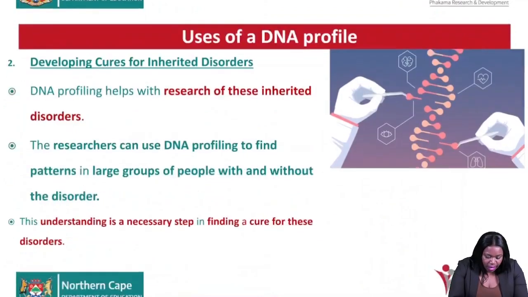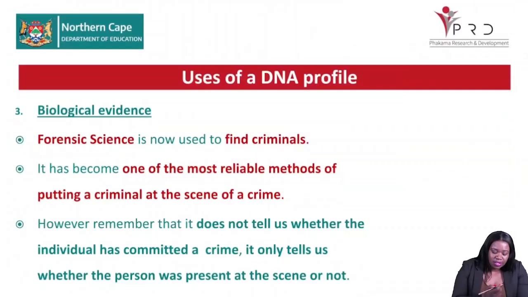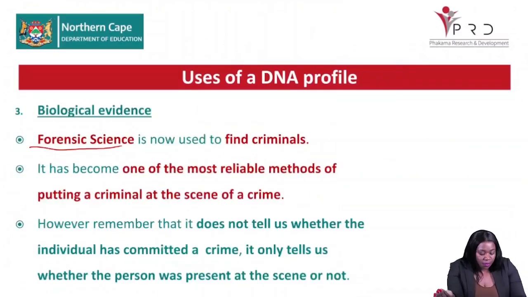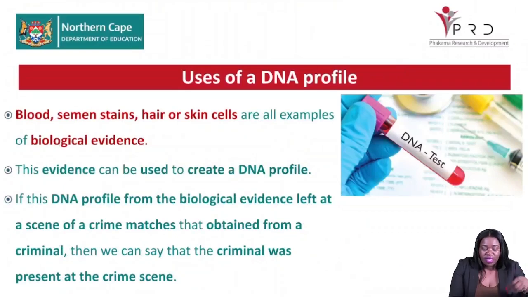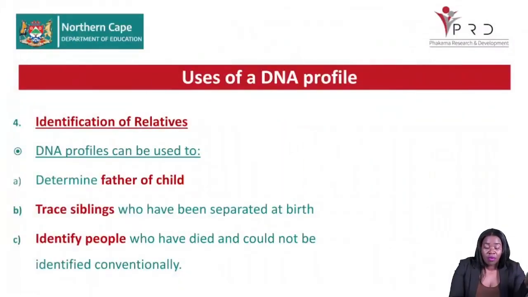Right. And with the biological evidence, like I said, it can be used in forensic sciences in order to find criminals. It has now become more reliable than the use of fingerprints, as we have said. So this is a reliable method of putting criminals behind bars. However, that does not tell us whether the individual has committed the crime. It only tells us whether the person was present at the crime scene or not, meaning that there has to be more evidence to prove that this person has actually committed the crime.